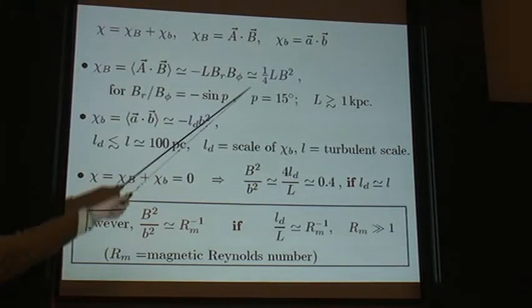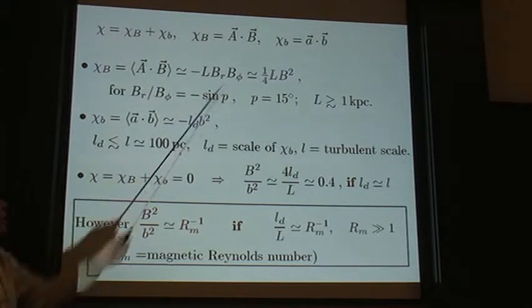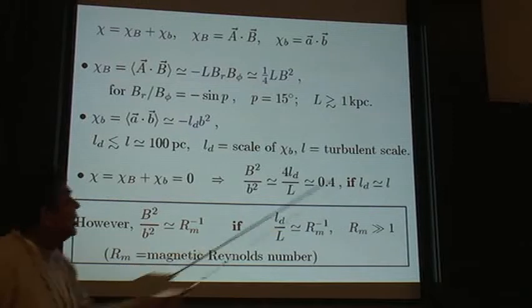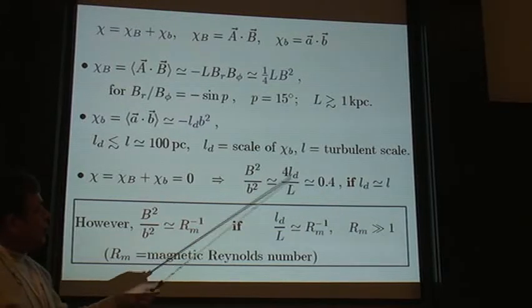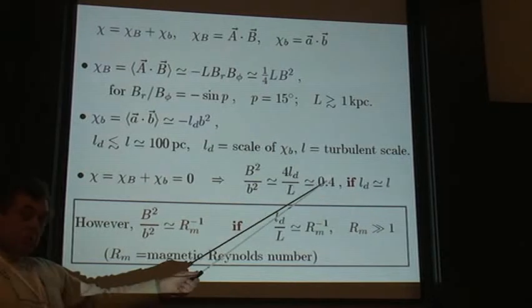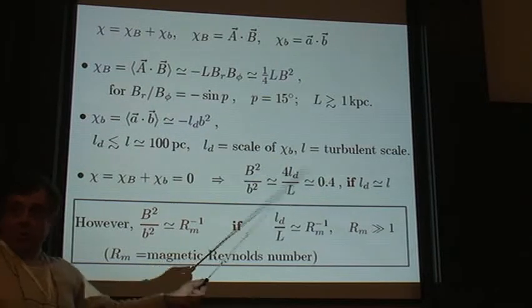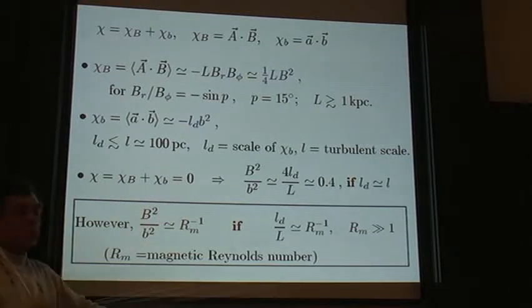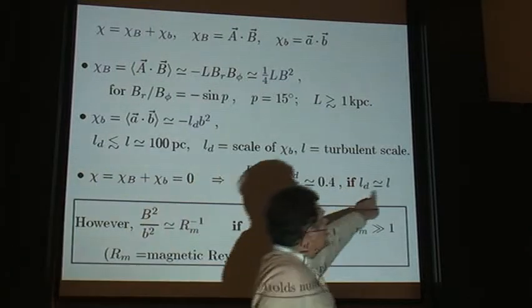So their sum must be equal to 0. From this I need to get the ratio of B squared to small b squared is equal to 0.4, if only this LD is of the order of the turbulent scale, which is not bad. You showed today from your simulations that this ratio is of the order of 1/2, 1/3, 1/4. Observations give you the same. So perhaps there is no problem with helicity conservation in galaxies, if only this is true.